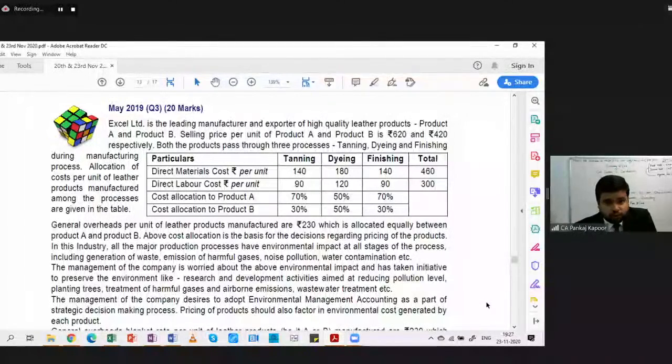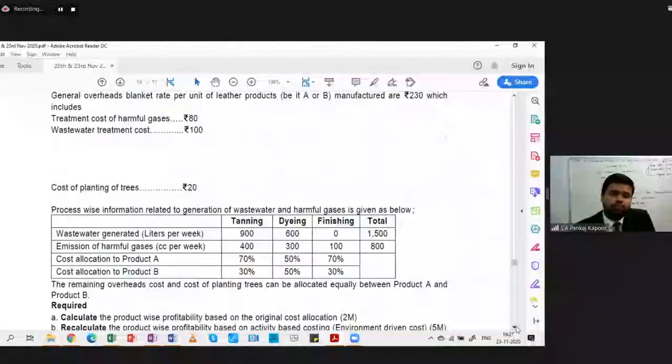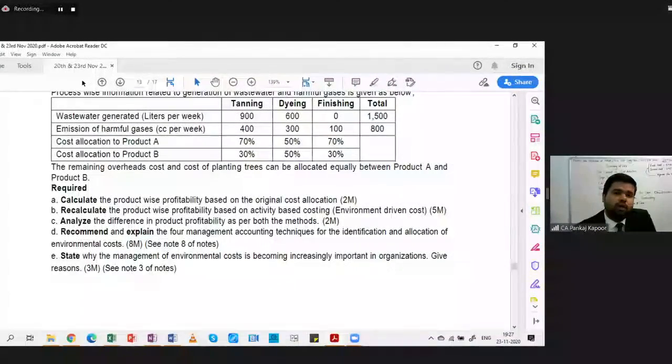Friends, this is a question from May 2019. What we do, firstly, we read the requirement of the question. Read the requirement quickly along with me. Requirement A, you need to calculate the product-wise profitability according to the original cost allocation. We'll see in the question and solve accordingly.